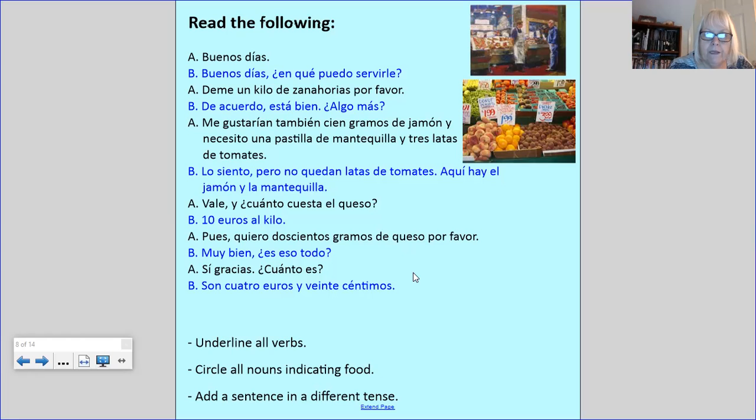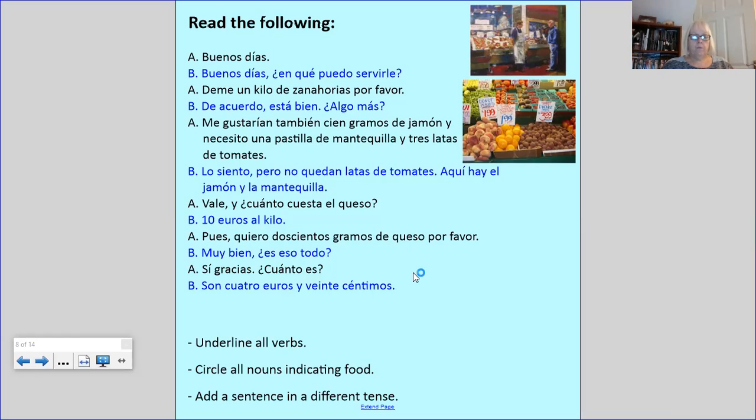Tomorrow we're going to make a tortilla. Tomorrow we are going to have a party. We need particular types of food. So put a sentence in a different tense, circle all the nouns indicating food, and underline all verbs. Okay, so you need to pause the video, pause el video, do the work, and when you're ready, start it up again. We will go through it together.